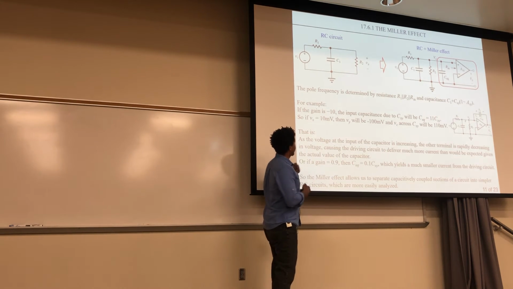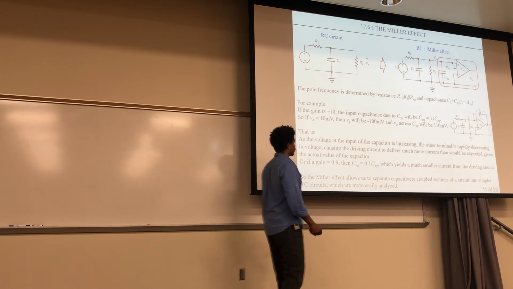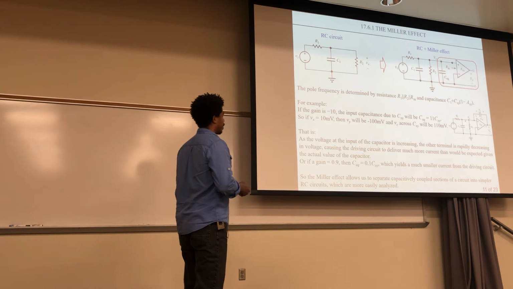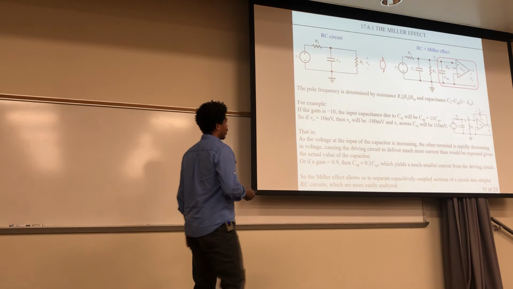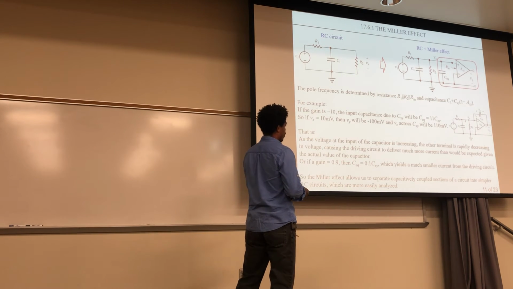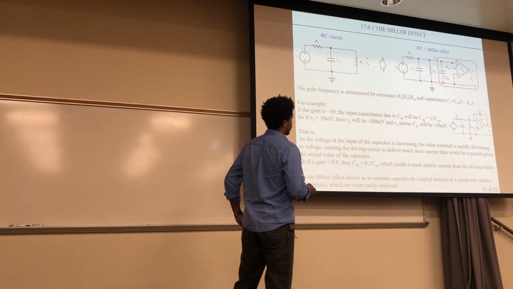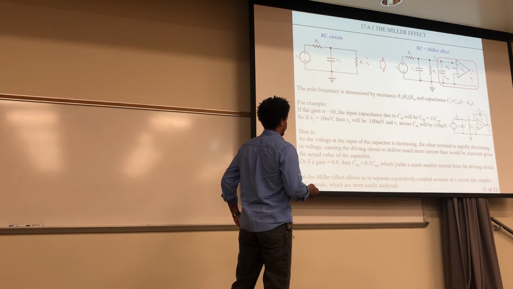Another way of thinking of it is if you have a much lower gain. So instead of a magnitude of 10, let's say you have 0.9 instead. You end up with an equivalent capacitance of just like 10% of CY, right? So it's an order of magnitude less, okay? Which yields a much smaller current from the driving circuit.